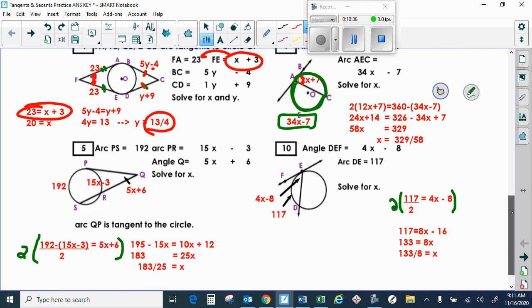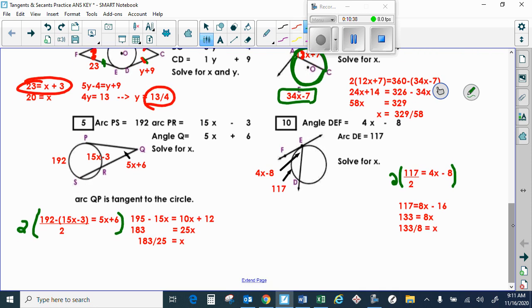All right, number 10 now. Angle DEF, that's this thing right here, is 4x minus 8. Remember, this is going to equal half of its intercepted arc. So if I double that angle, 4x minus 8, double that, it has to equal that arc. Okay, or I take the arc and take half of it.